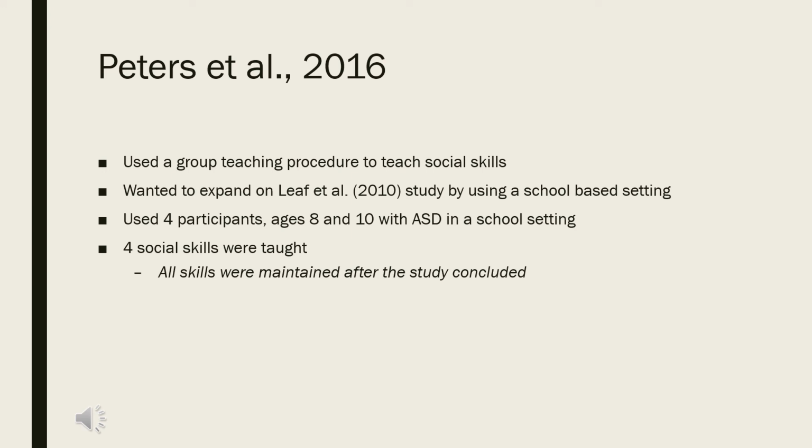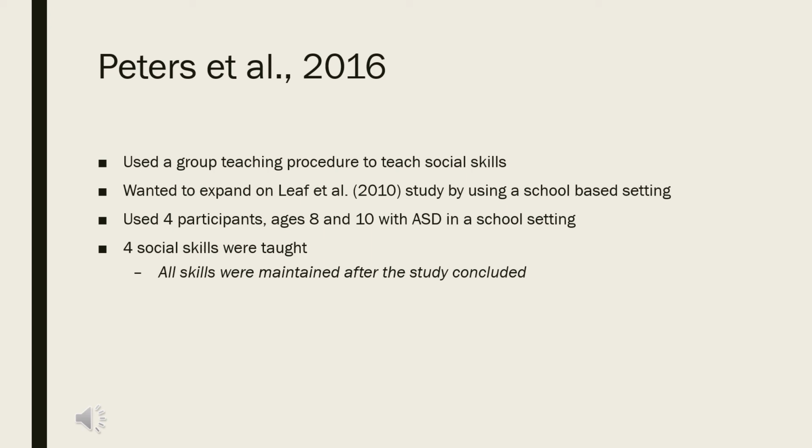In 2016, Peters et al. set out to expand on the 2010 Leaf et al. study by using 4 participants, ages 8 and 10, in a school-based setting. They had 2 main questions that they wanted to look at. 1, to what extent will a group TIP, when taught in a school setting, improve school skills or social skills of students with ASD? And 2, when intervention ends, to what extent will those social skills be maintained over time? And so they looked at using a group teaching procedure to teach those skills to the participants during this study. 4 social skills were taught.